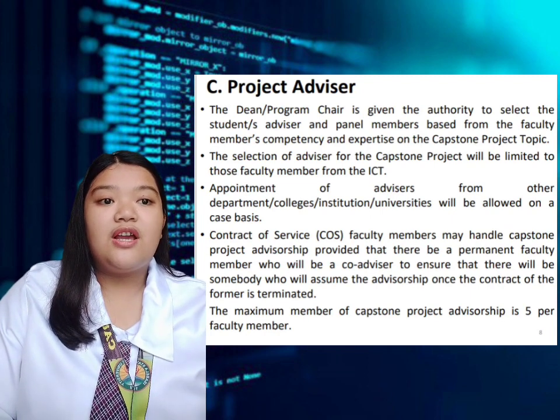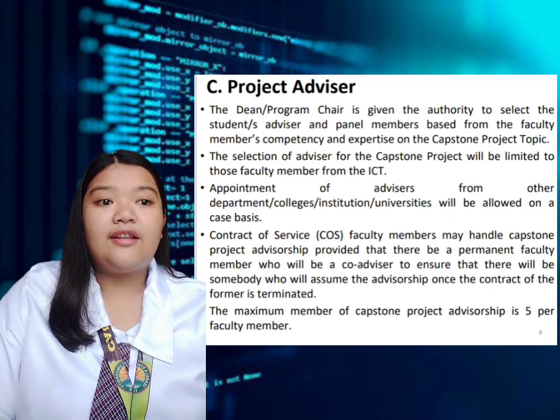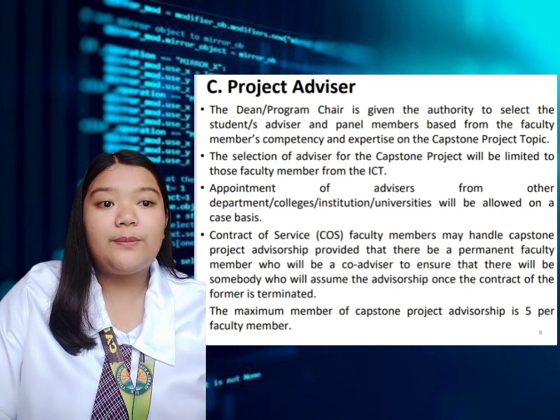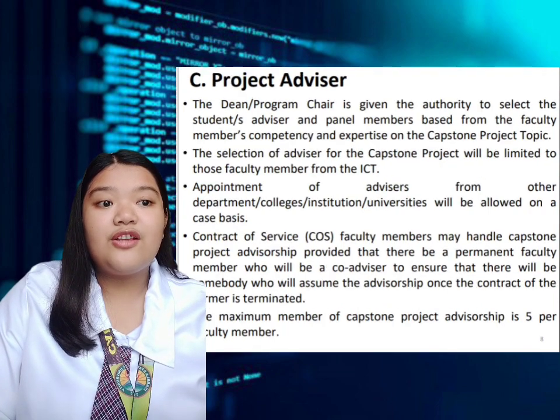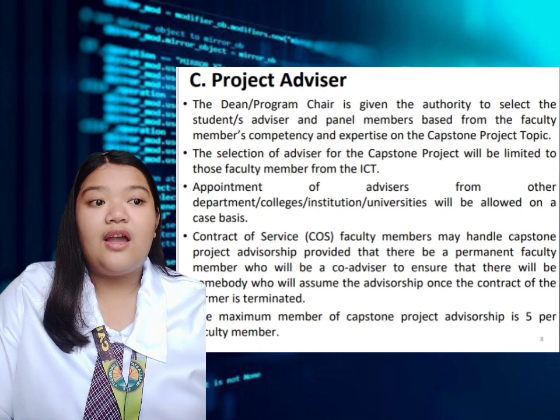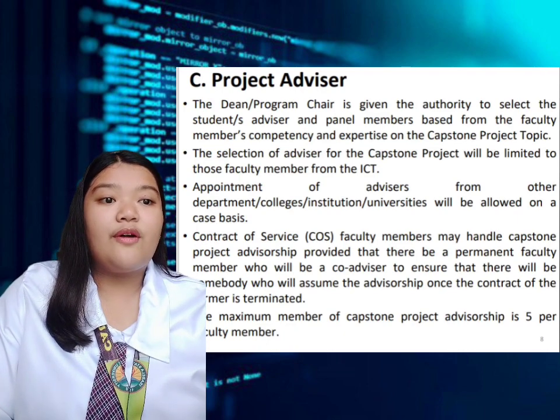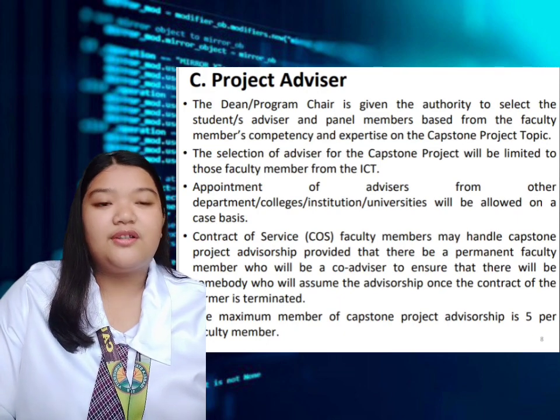Contract of service. Faculty members may handle capstone project advisorship provided that there be a permanent faculty member who will be a co-advisor to ensure that there will be someone who will assume the advisorship once the contract of the former is terminated. The maximum number of capstone project advisorships is 5 per faculty member.